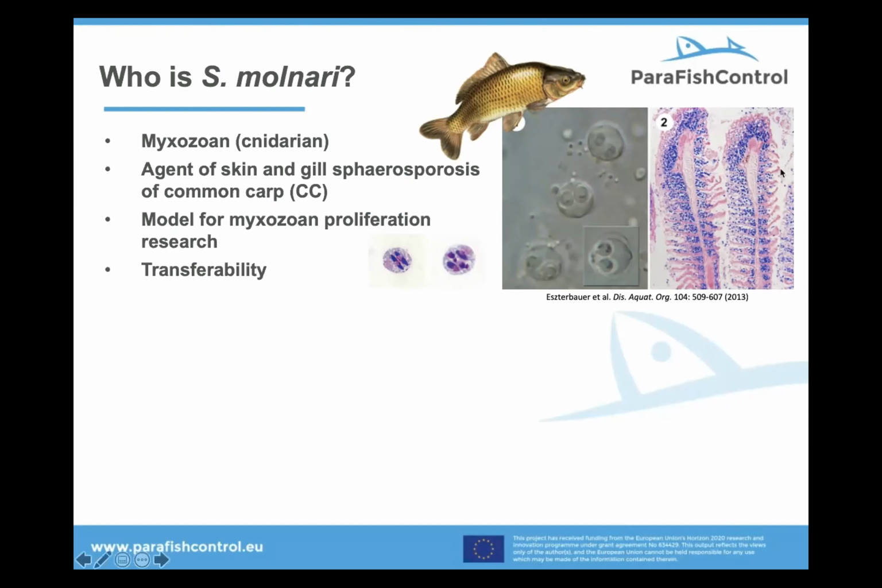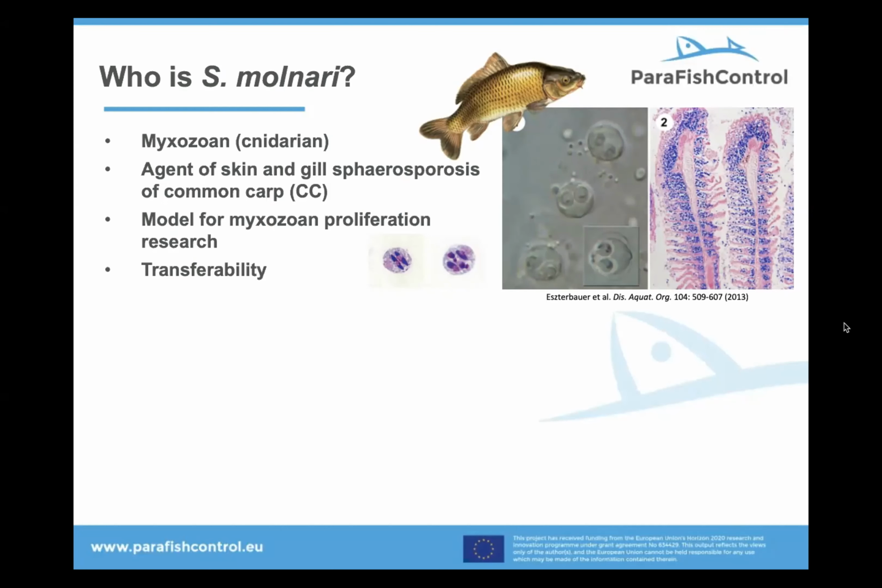You can see this here in this image. Everything that's labeled blue is parasite, and you can imagine that the fish can hardly breathe under such conditions. The parasite is also a good research model because it develops proliferative stages in the blood that we can find prior to the spore formation in the gills.